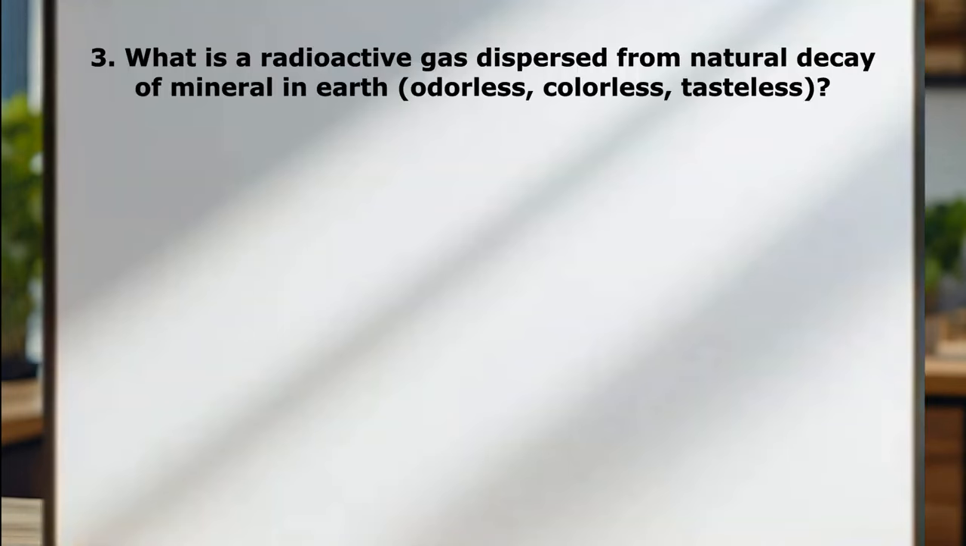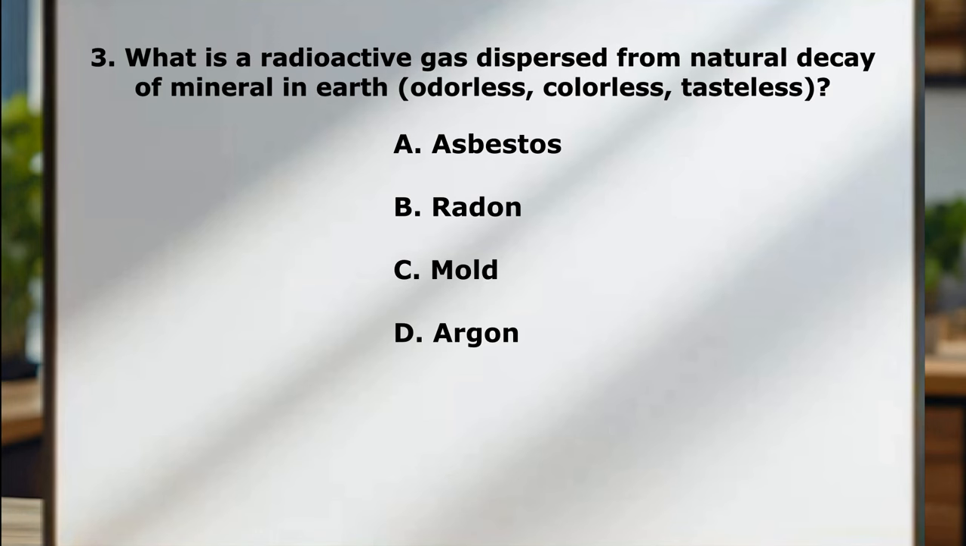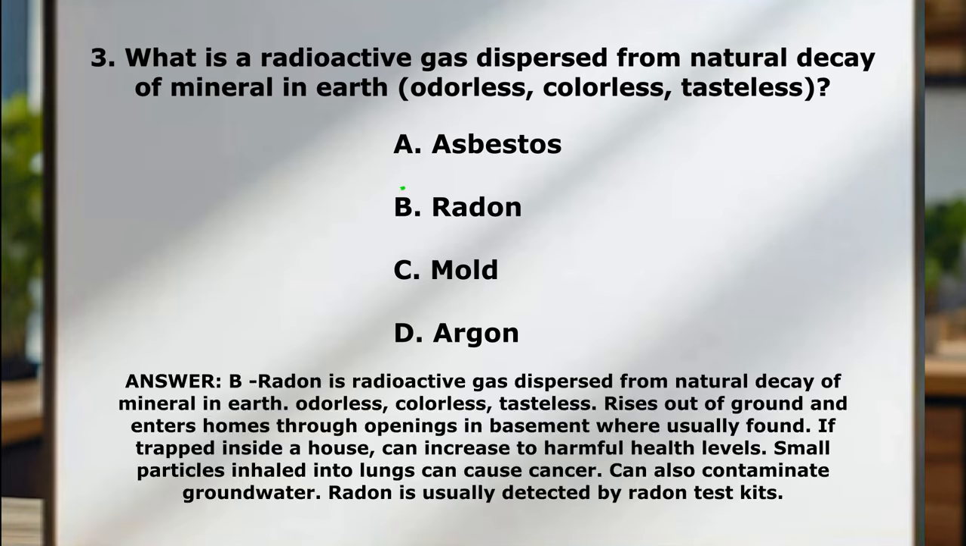Question number 3. What is a radioactive gas dispersed from natural decay of mineral in earth? Odorless, colorless, and tasteless. A. Asbestos. B. Radon. C. Mold. D. Argon. Well, seeing as asbestos is a man-made thing and mold just grows, I'm not actually sure what argon is, but the answer is B.